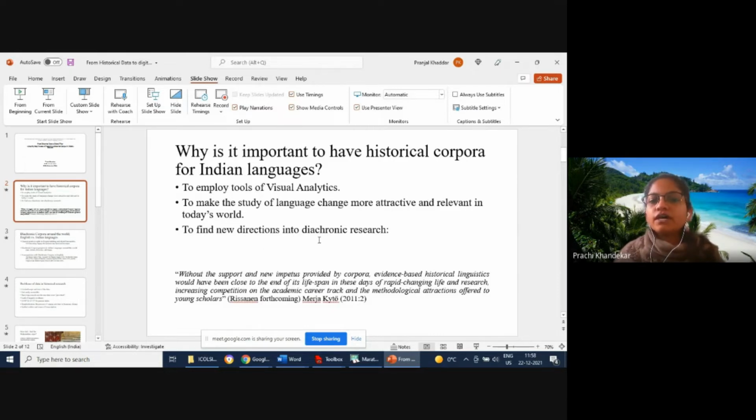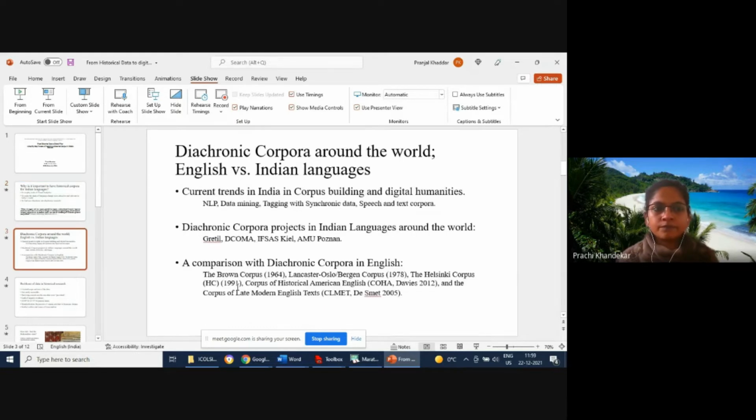Third is to find new directions in diachronic research. Here's a quote from Maria Kaito's 2011 paper, where she's quoting Reasonen, saying that without the support and new impetus provided by corpora, evidence-based historical linguistics would have been close to the end of its lifespan. In these days of rapidly changing life and research, increasing competition on the academic and career track, and the methodological attractions offered to young scholars.